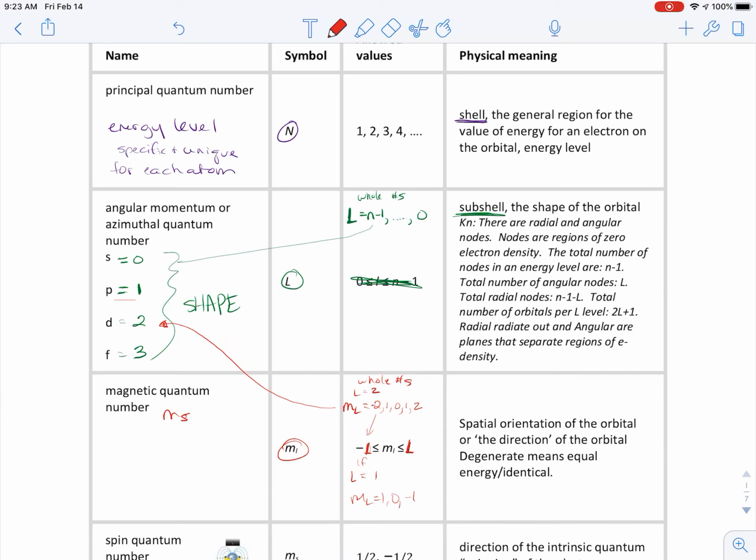M sub S, I'm sorry. It is M sub L. At the very beginning, I totally meant to say M sub L. Wish I knew how to edit these faster.